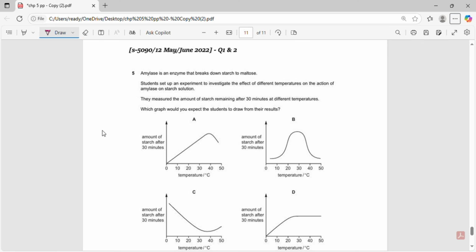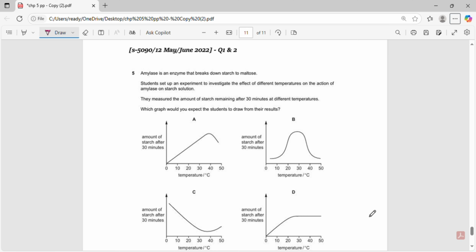So when we look at the graphs, we're actually looking for the lowest starch amount, because that tells us when the enzyme worked the best. And in terms of temperature, low temperatures means that enzyme works slowly, so more starch is left. Around 37 to 40 degrees Celsius equals enzyme works best, so least starch left. High temperatures means enzyme gets denatured, so more starch left again. So the correct graph should show a dip in the middle, where the starch is lowest, and high levels on both sides, where enzyme activity is low.